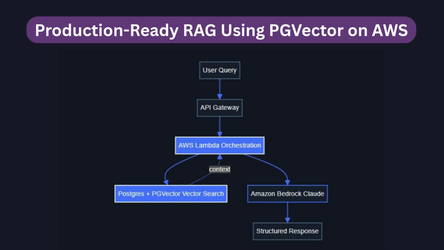Modern AI systems require retrieval and reasoning, not just LLM prompting. Retrieval Augmented Generation (RAG) combines the power of semantic search with large language models to provide accurate, contextual responses grounded in your data. This architecture uses PGVector for vector storage, AWS Lambda for orchestration, and Amazon Bedrock for LLM inference. AI systems are pipelines, not just models, and understanding this is crucial for building production systems.